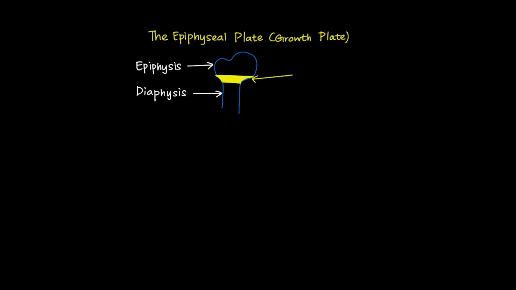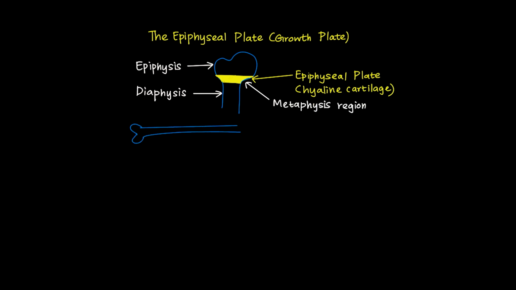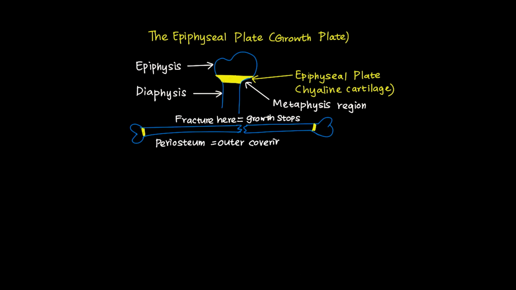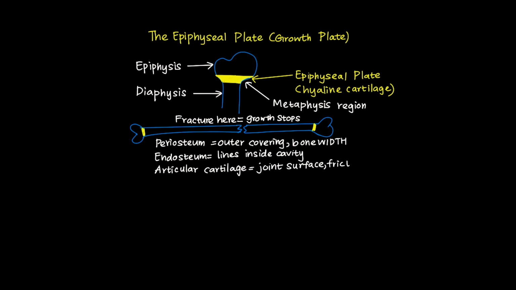Cells in the plate keep dividing and getting replaced by bone until you stop growing, at which point it hardens into the epiphyseal line. If a fracture runs through this plate, it can permanently stop the bone from lengthening on that side. Now, the periosteum covers the outside of the shaft. It helps with bone width, not length. The endosteum lines the inside of the medullary cavity, nowhere near the growth plate. Articular cartilage sits on the joint surface for friction reduction. It has nothing to do with lengthening.